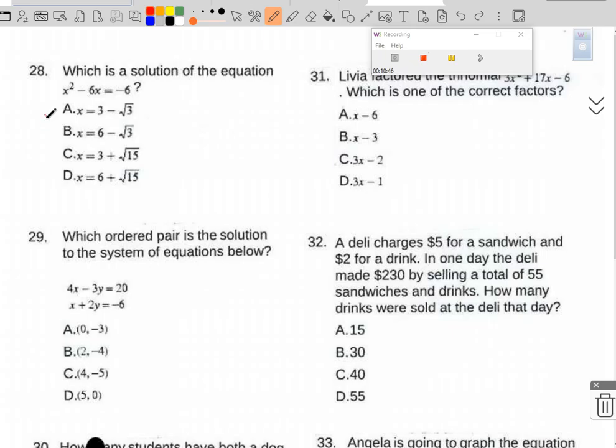Which is a solution to this equation? X squared minus 6x equals negative 6. You'll notice the answer choices here. They're going to make it easy for me to decide, am I going to try to factor it, or am I going to use the quadratic formula? If they give you answer options with a square root in it, don't try to factor it. Okay, it can't be factored. These, we definitely are going to use the quadratic formula.